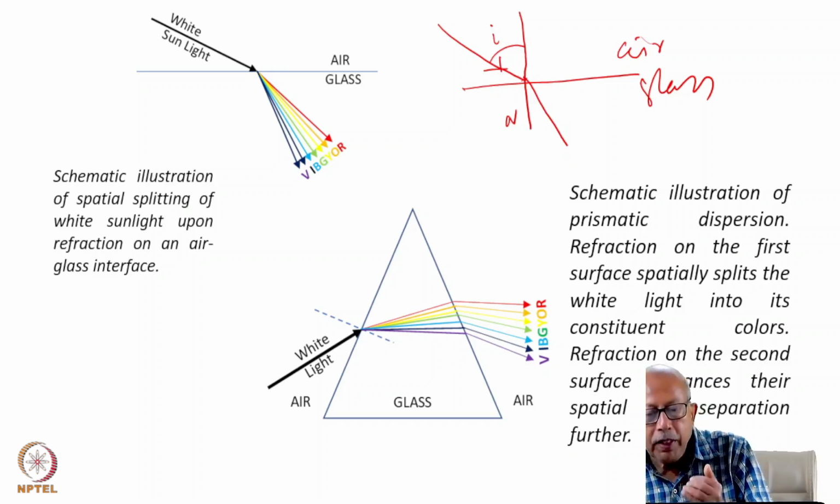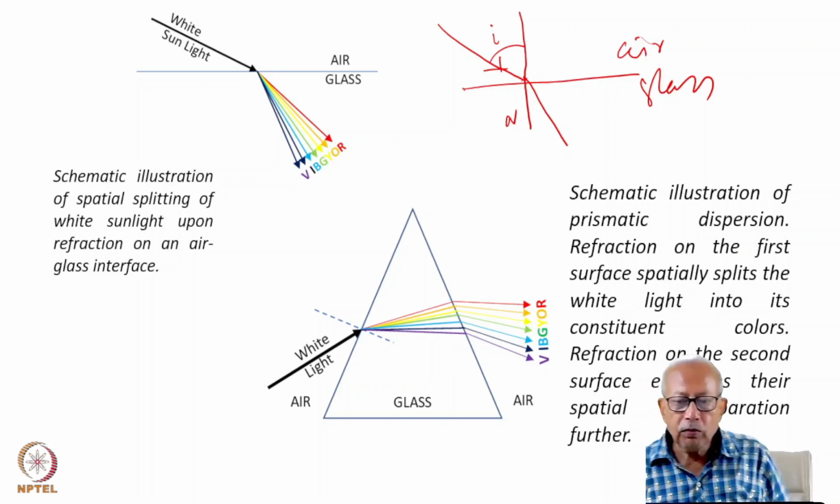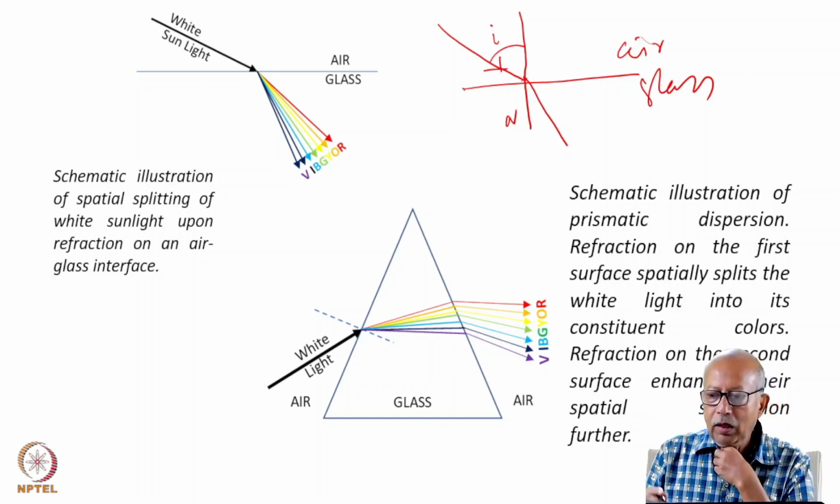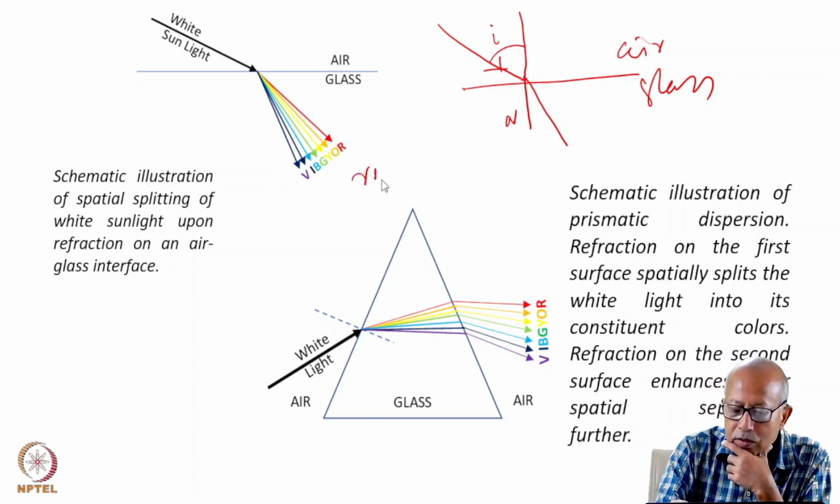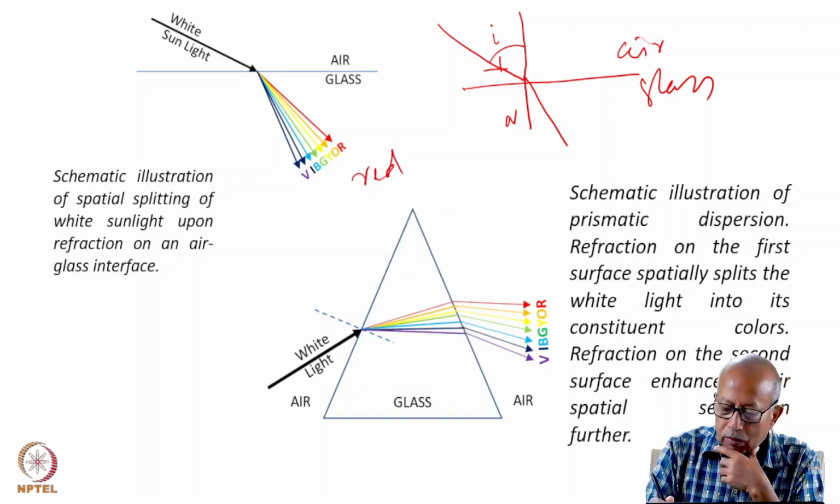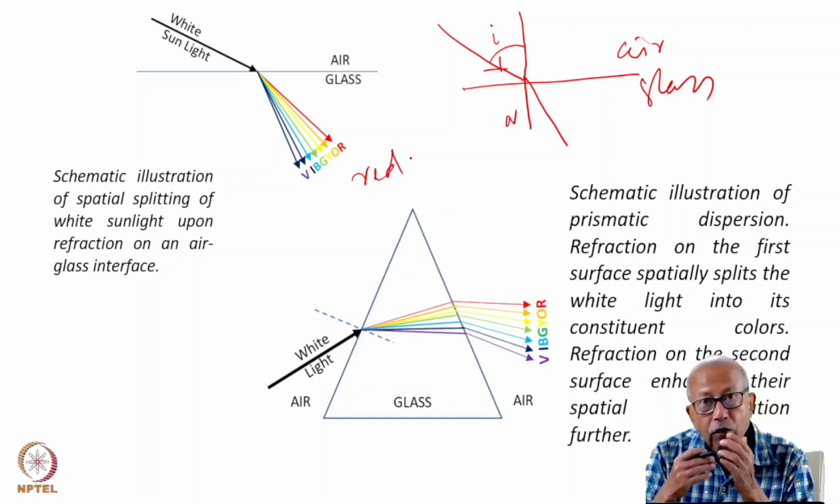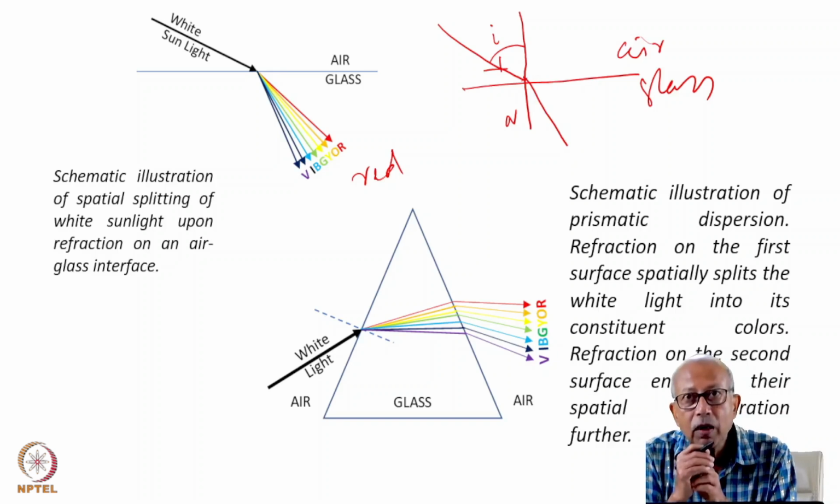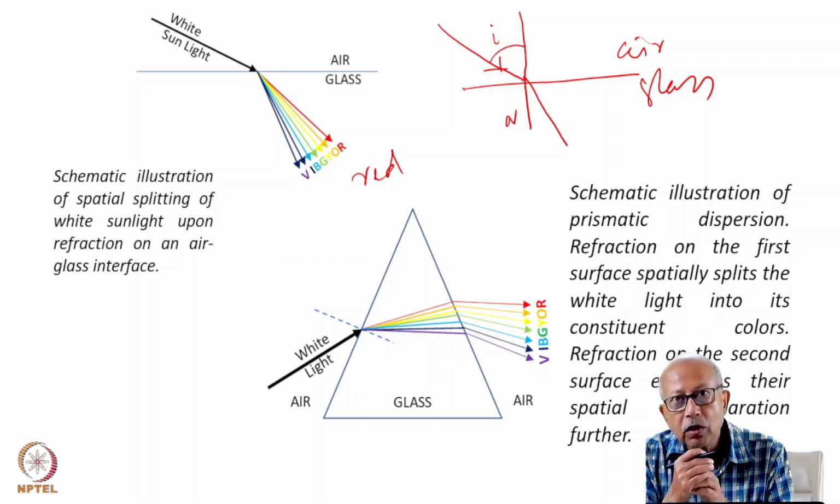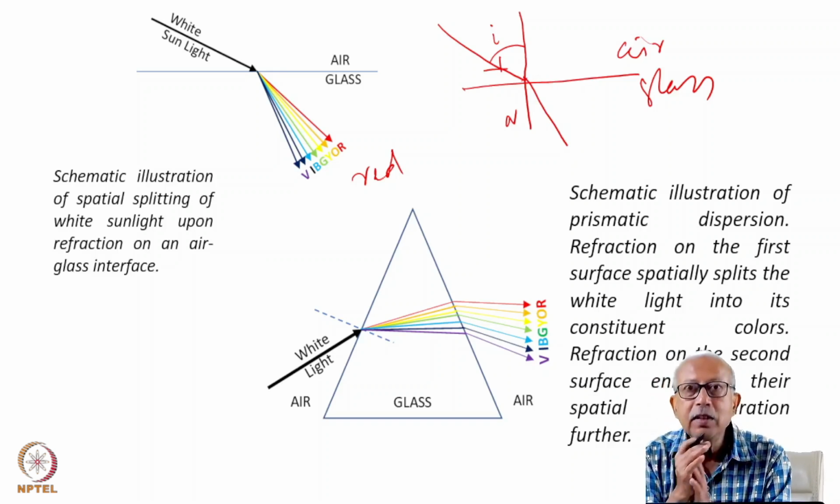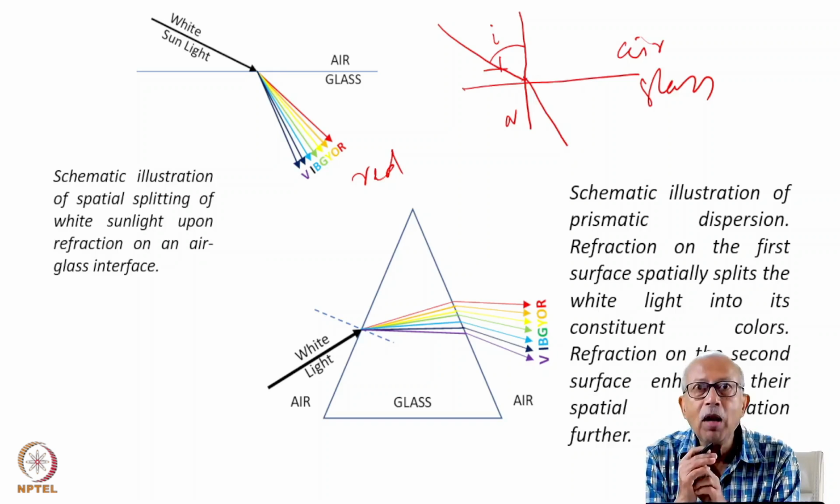What I mean is, would the angle of refraction be the same for all the colors? No, they are not. It is known that red light travels a little faster in the glass, and violet light is the slowest, and all other colors' speeds lie in between. But what does it imply?